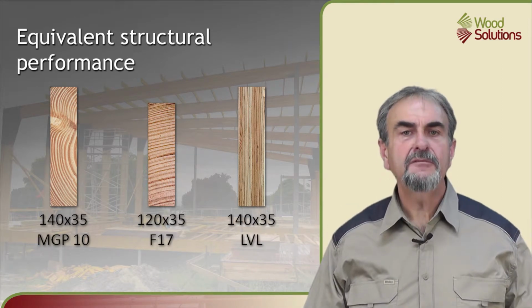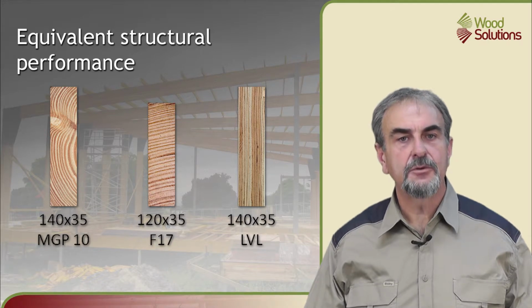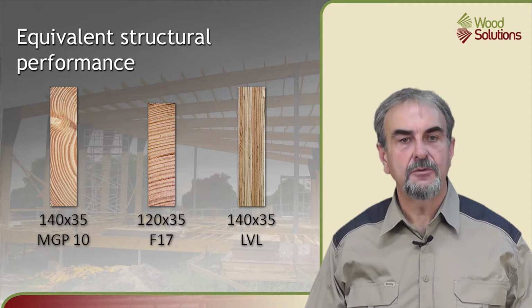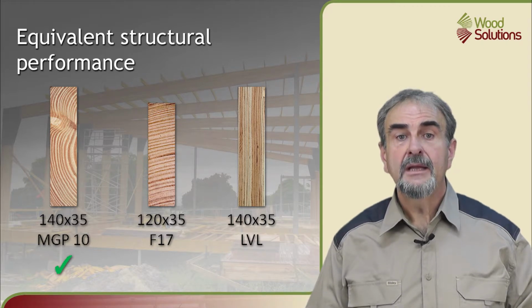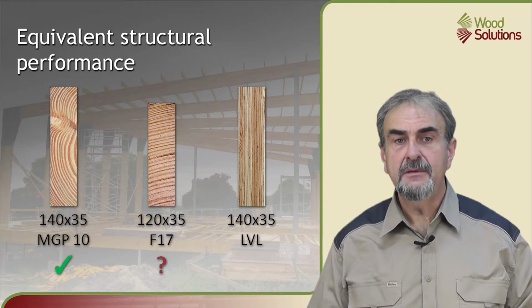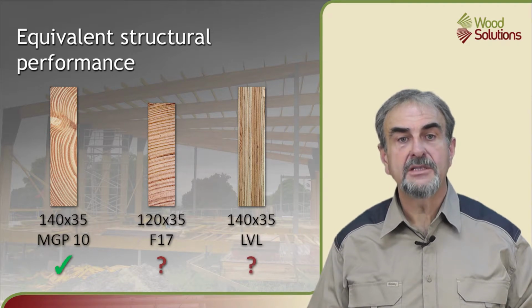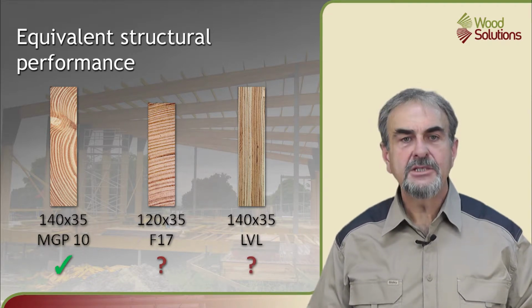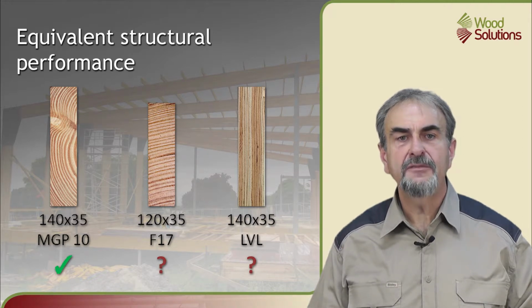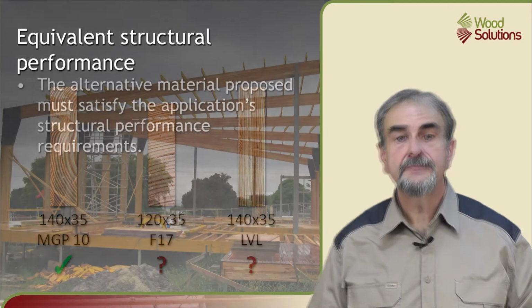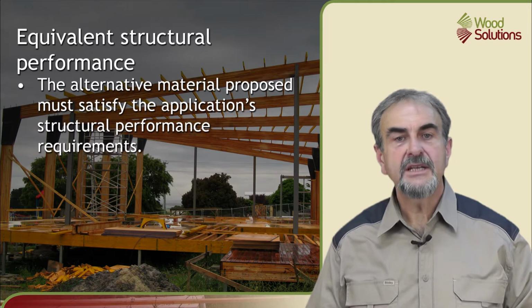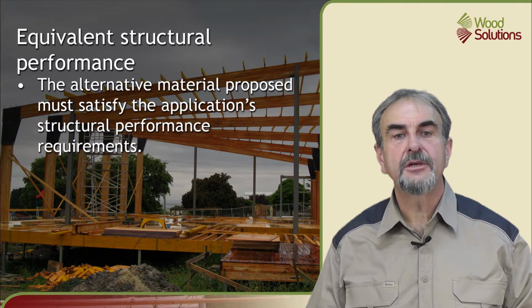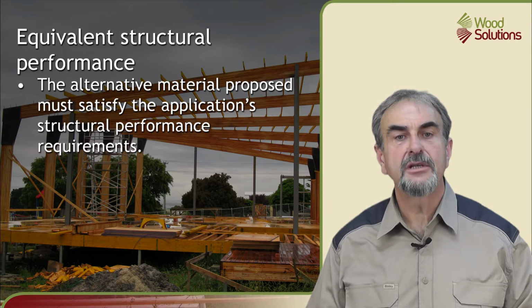Attempting to supply an alternative product as having equivalent structural performance to the ordered material when it has an obviously different grade, size or configuration is more difficult. So if the order calls for a 140 by 35 MGP 10, can a 120 by 35 F17 or an LVL be proposed or supplied as an alternative product? As there are many structural wood products available in the market designed for applications in buildings, this can occur. However, someone has to decide whether the alternative product proposed satisfies the application's structural performance and requirements in the same way as the material originally ordered.